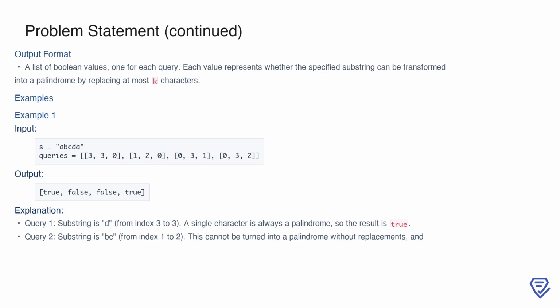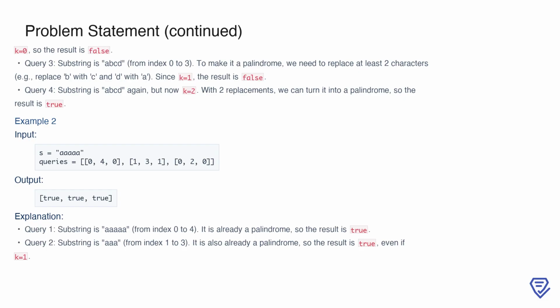In the same example, let's analyze the remaining queries. For the third query, the substring is ABCD, and we are allowed up to one replacement. To make this substring a palindrome, we would need to replace at least two characters, for example, changing B to C and D to A. Since k equals 1, which is less than the required number of replacements, the result is false. In the fourth query, the substring is again ABCD, but this time k equals 2, meaning we are allowed up to 2 replacements. This is sufficient to turn the substring into a palindrome, so the result is true.